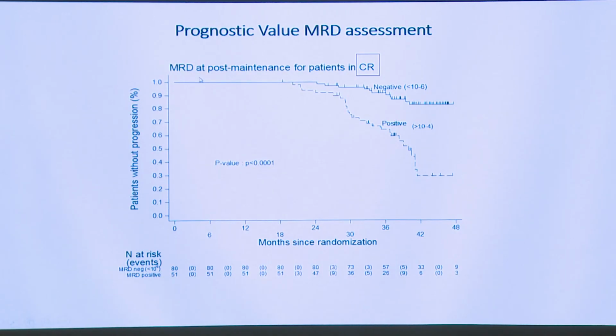So in particular, in this study, only patients that achieved a complete remission were tested, and they were also tested at the very end of maintenance. So they were tested, then maintenance was held, and then we see what happens. Obviously, with every drop in the curve here, it means a patient relapsed. Patients that were positive, more relapsed than patients that were negative, which makes sense because they had still some tumor burden on board.